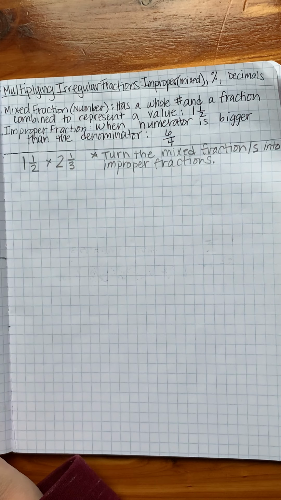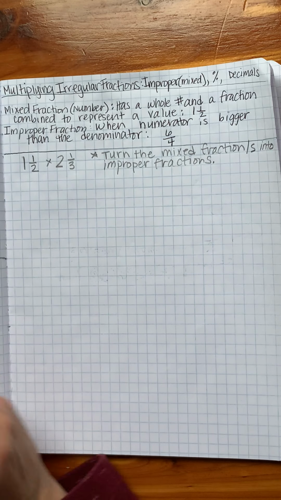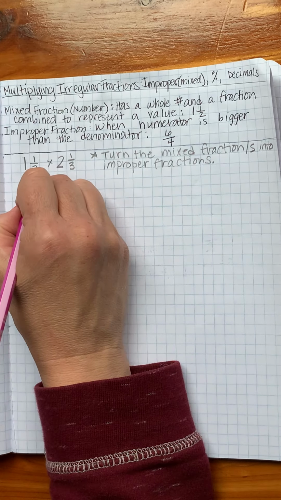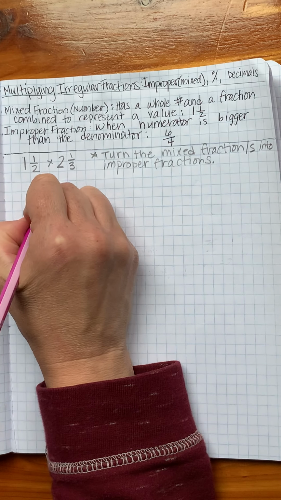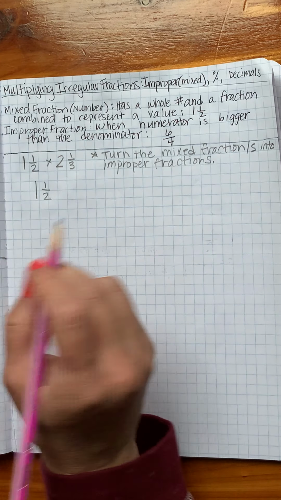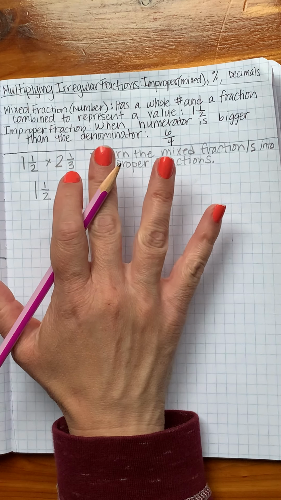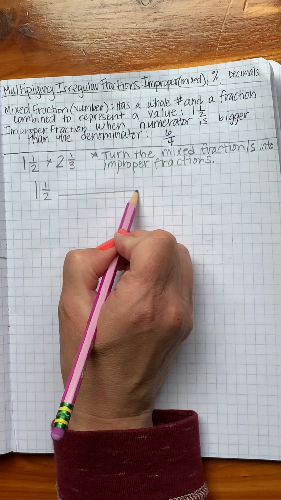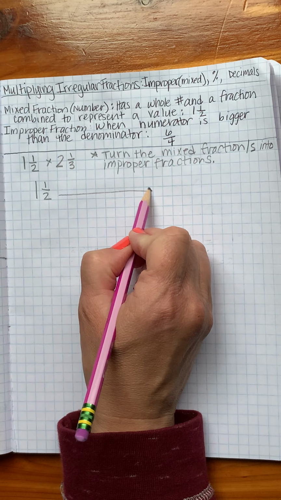And I'm going to show you how that works, okay? So I'm going to show you with 1 1/2. So how does that work? The very first thing that I need to tell you is that this denominator is going to stay the same.